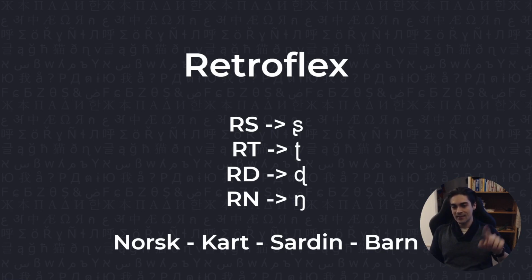If it's an R and a D, it's almost always de. R and N is always N. Examples, we got norsk, Norwegian, kart, map, sardine, which is a sardine, and barn, which means child.